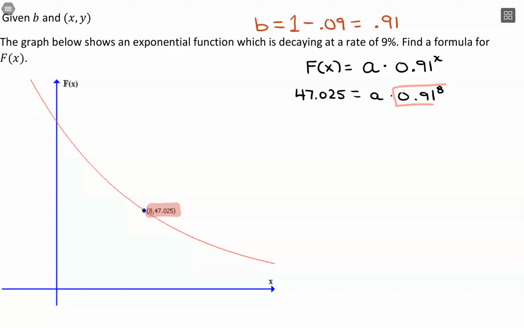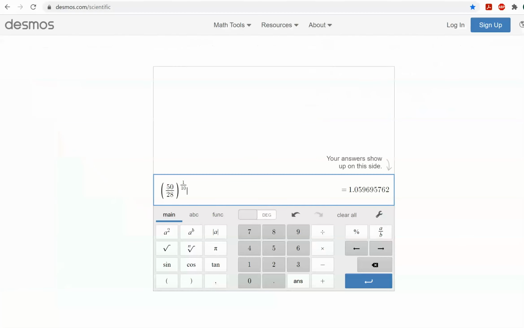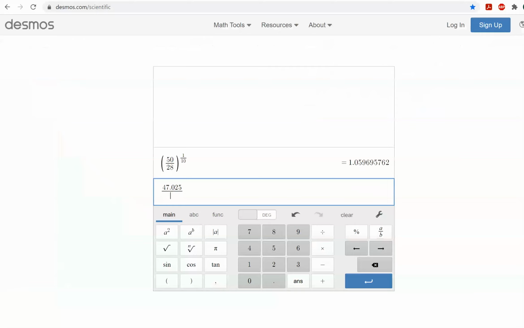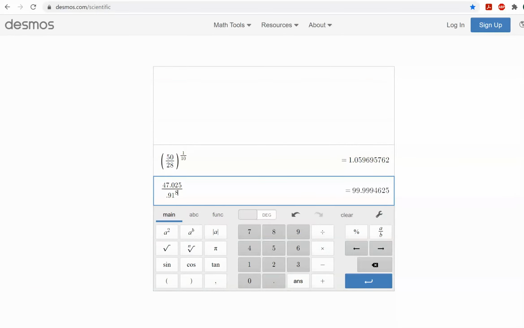The idea is whatever number would come out here, I want to divide both sides by that number. So I'm going to divide both sides by 0.91 to the 8th power, and that's going to give us our value for a. So I'm going to go ahead and type that into a calculator. So 47.025 divided by 0.91 to the 8th power. And we're getting 99.9995.